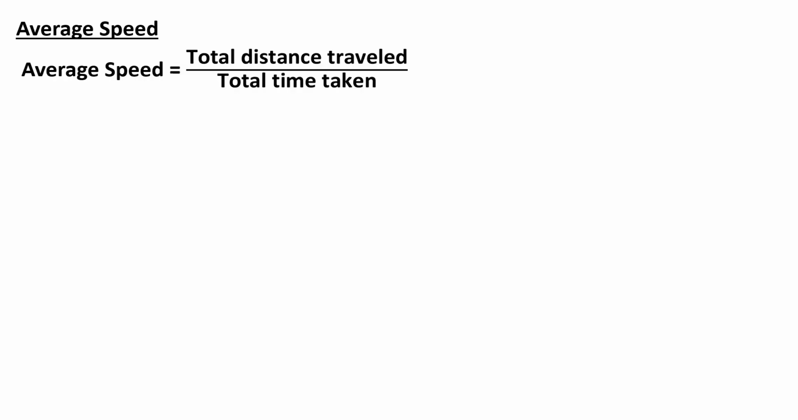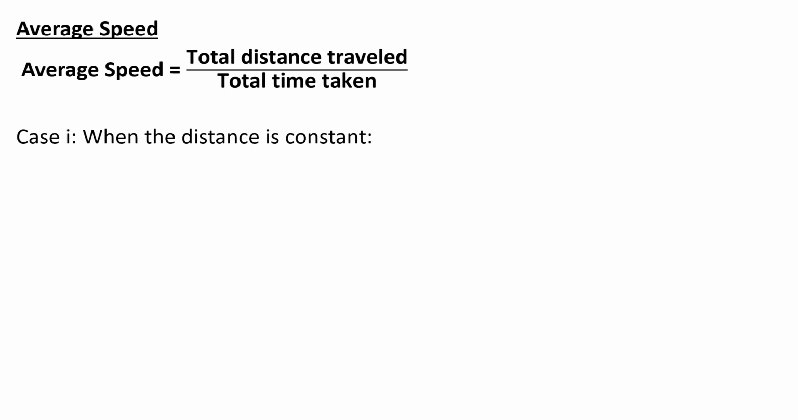The next concept is average speed. Average speed is total distance traveled divided by total time taken. Sometimes you can travel with different speeds. Problems will be given where in different time intervals or over different distances, the speed will be different. So in that case, if you want to find the average speed, you have to divide the total distance traveled by the total time taken.